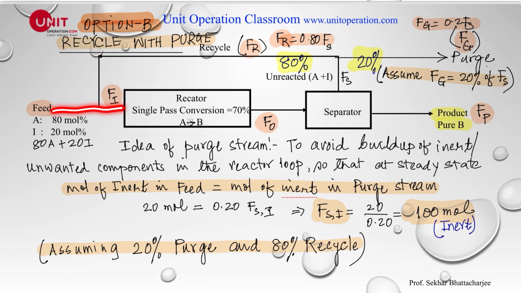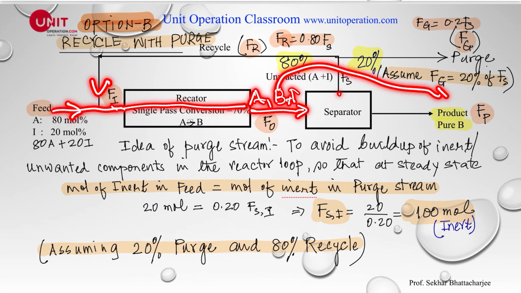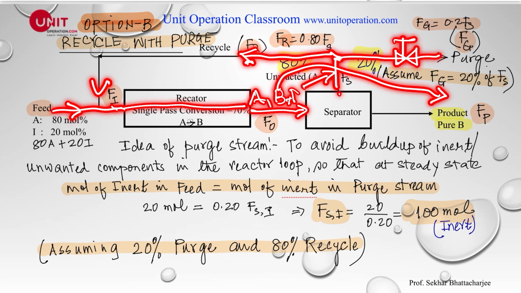Here, as it is, the fresh feed comes in and mixes with the recycle as we have seen. It goes to the reactor, then to the separator, which is the idealized one. That means A, B, and I. The entire amount of B goes here, and the unreacted A and I go here. But here, instead of recycling the entire unreacted A and I, some amount is continuously purged from the system. So let's say there is a valve which is slightly open, and a stream continuously goes out.